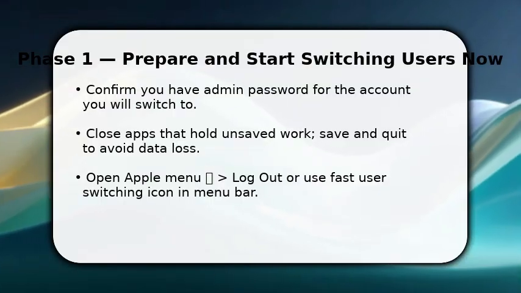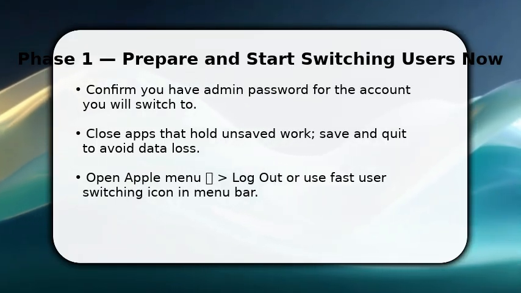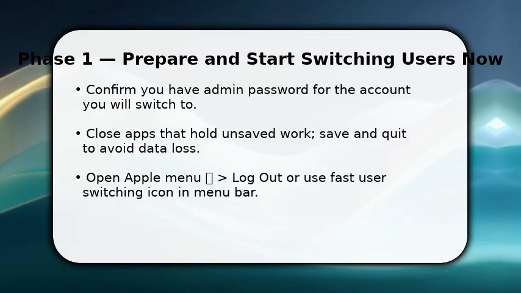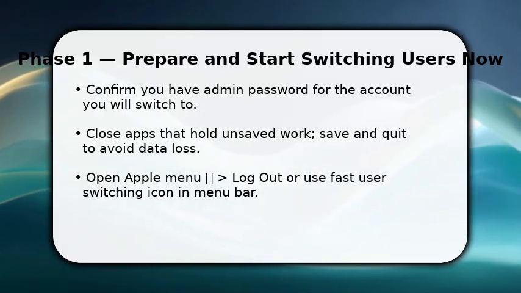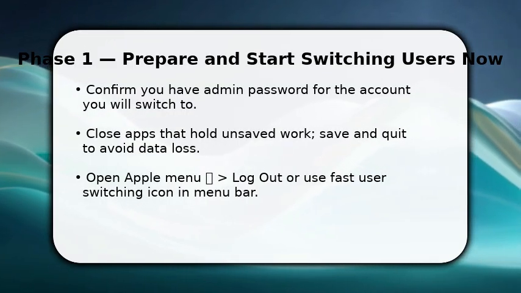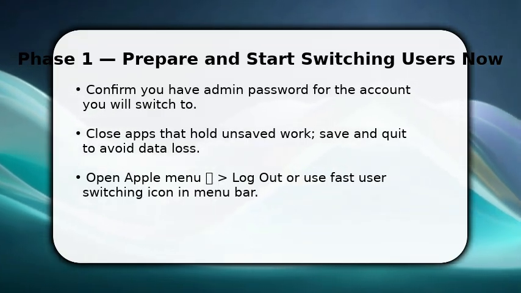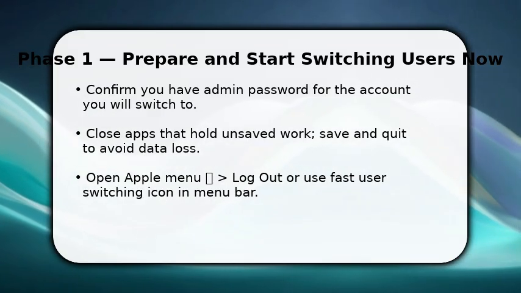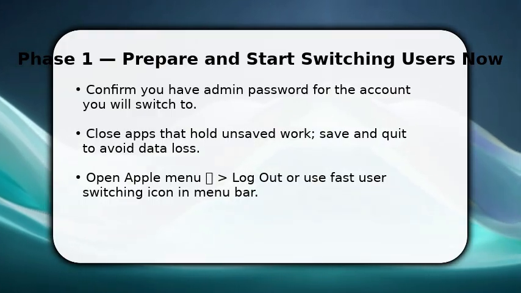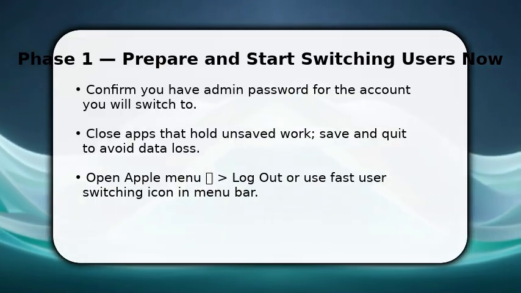You start by getting straight to the point. Confirm the admin password for the target account and make sure unsaved work is saved and apps are closed. Once done, use the Apple menu and choose Log Out, or click the fast user switching name or icon in the menu bar to reveal accounts. You do this because switching without closing critical apps risks data loss. Make sure FileVault or iCloud settings won't interrupt the next sign-in.